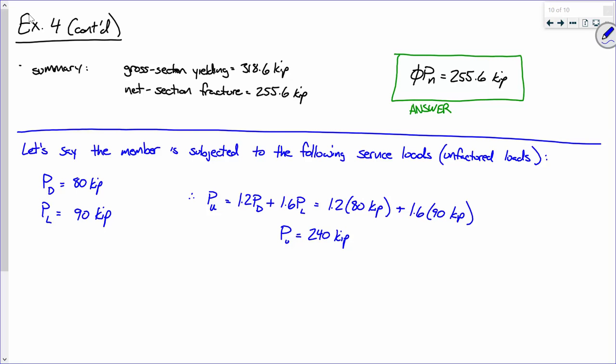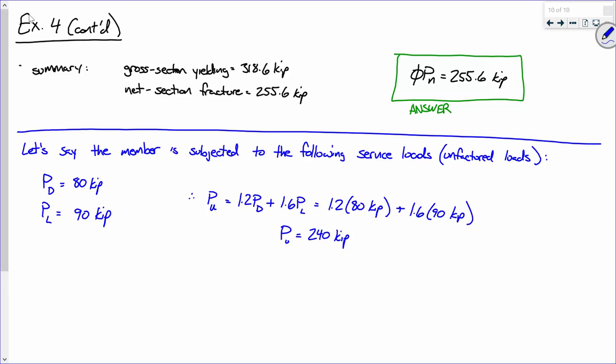Now, let's take that 240 kips and compare it to how much load the member can withstand, which is 255.6 kips. Now, based on these numbers, is this member safe or unsafe? It's safe. It's good to go, right? Now, what if this was not 255.6? What if it was 155.6? What would be the issue there? That'd be failure is imminent, right?